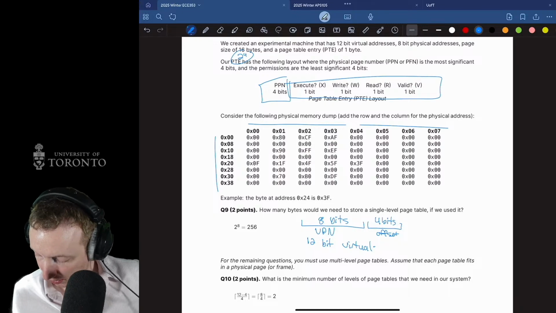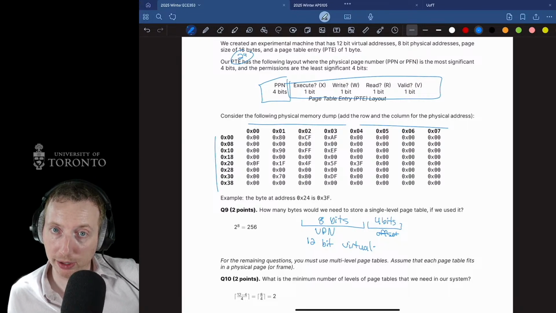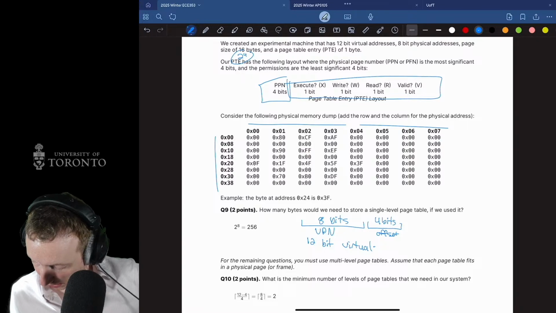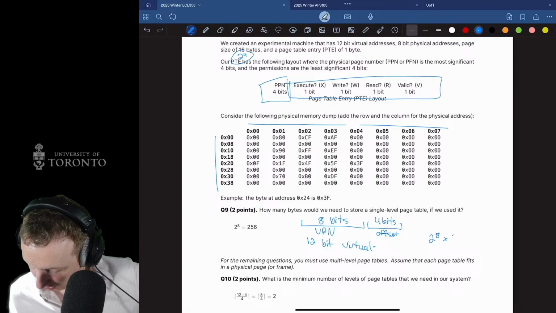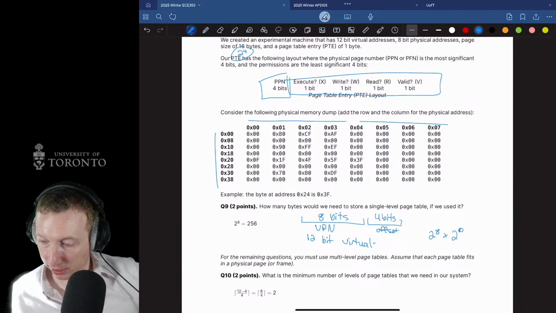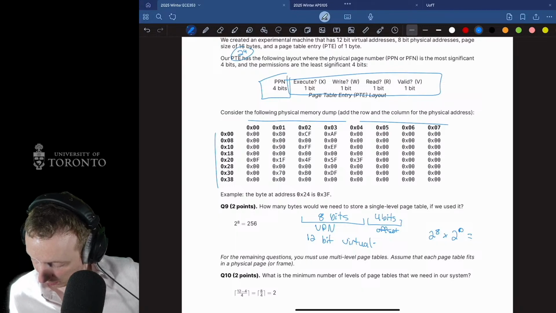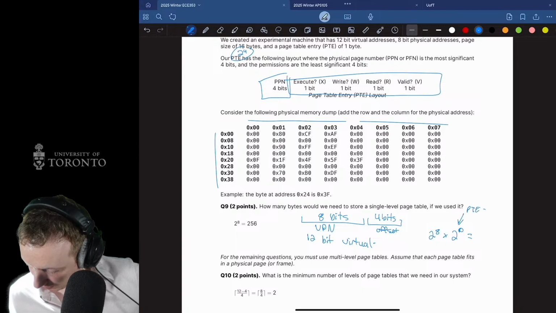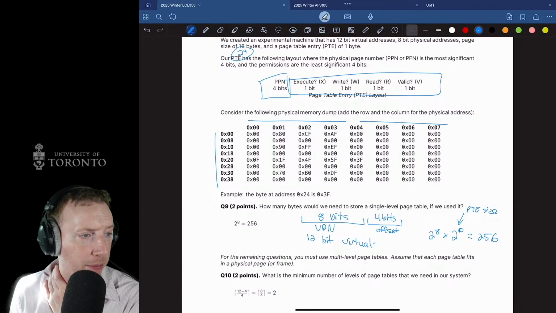So if we use the single level page table, we need to have an entry for every single virtual page number. So we would have 2 to the 8 virtual page numbers to keep track of, and then each entry is 1 byte, which is just 2 to the 0. So that's our page table entry size. If it was larger, we would have to multiply, right? So in this case, we just need 256 bytes.